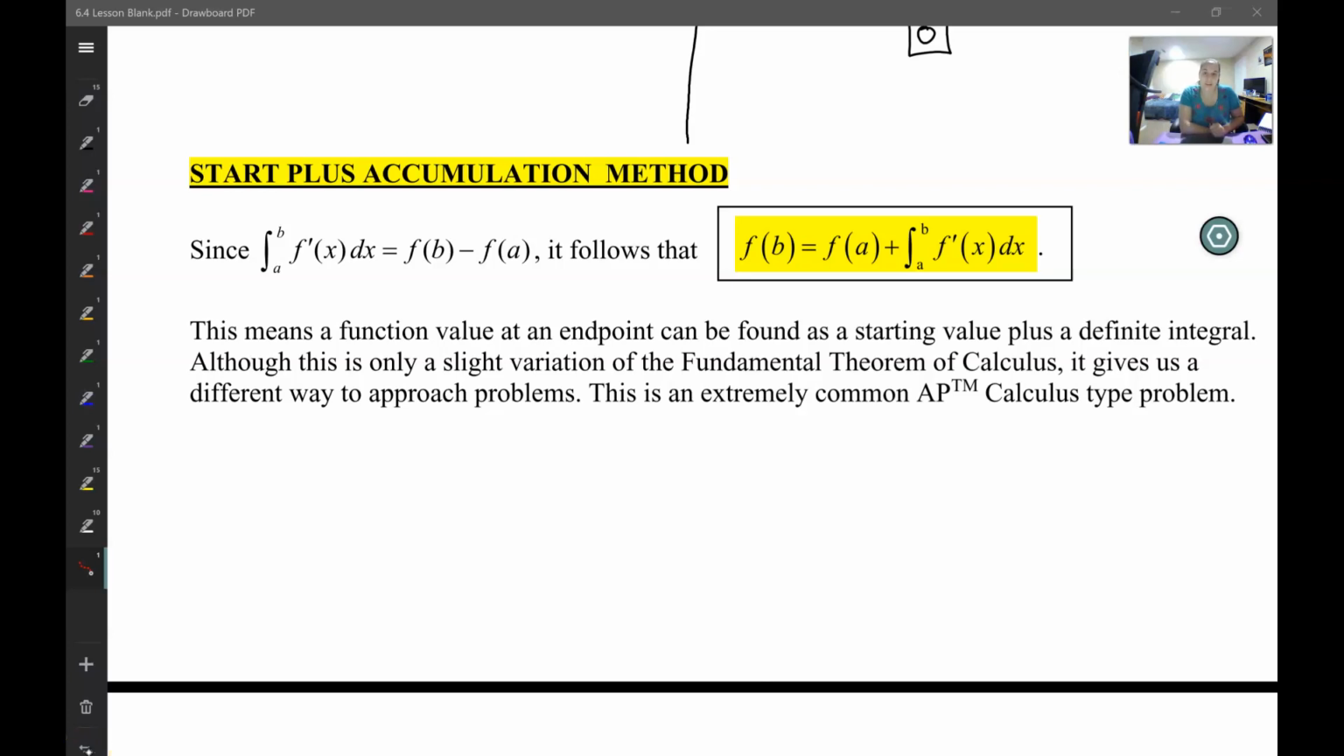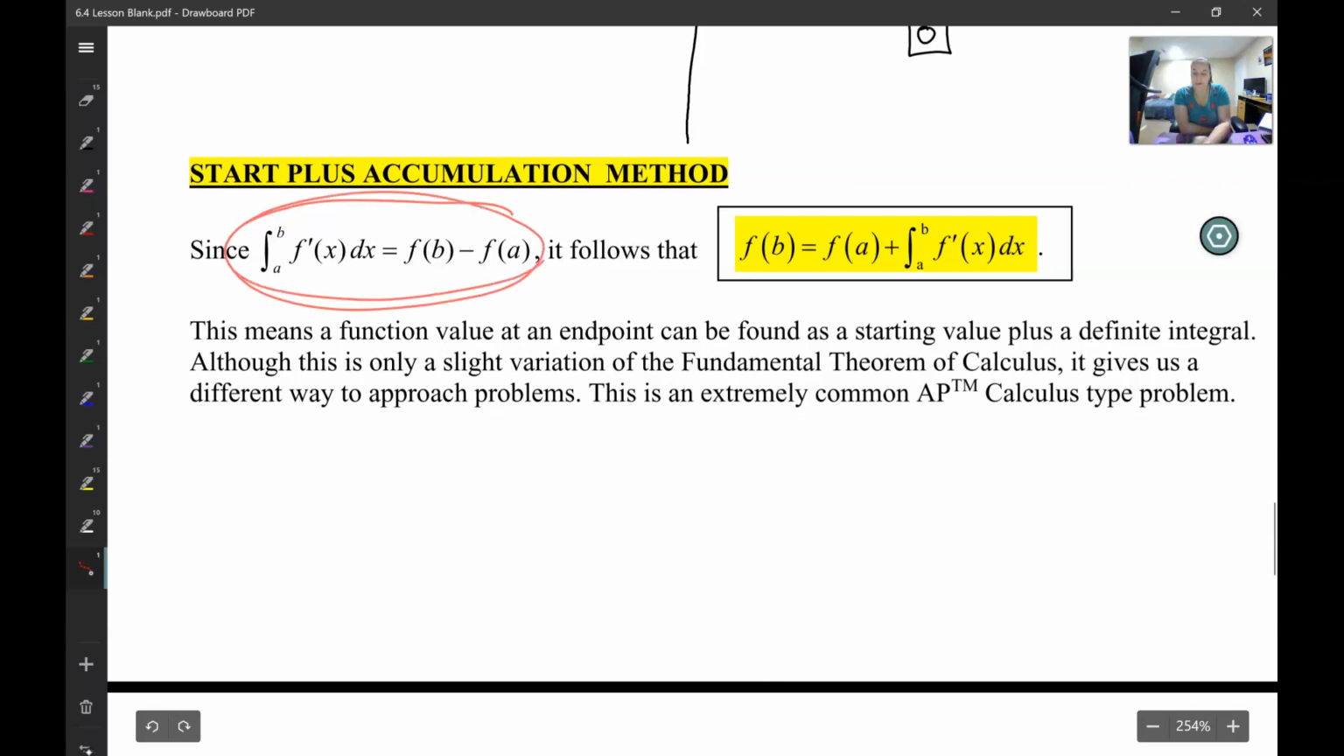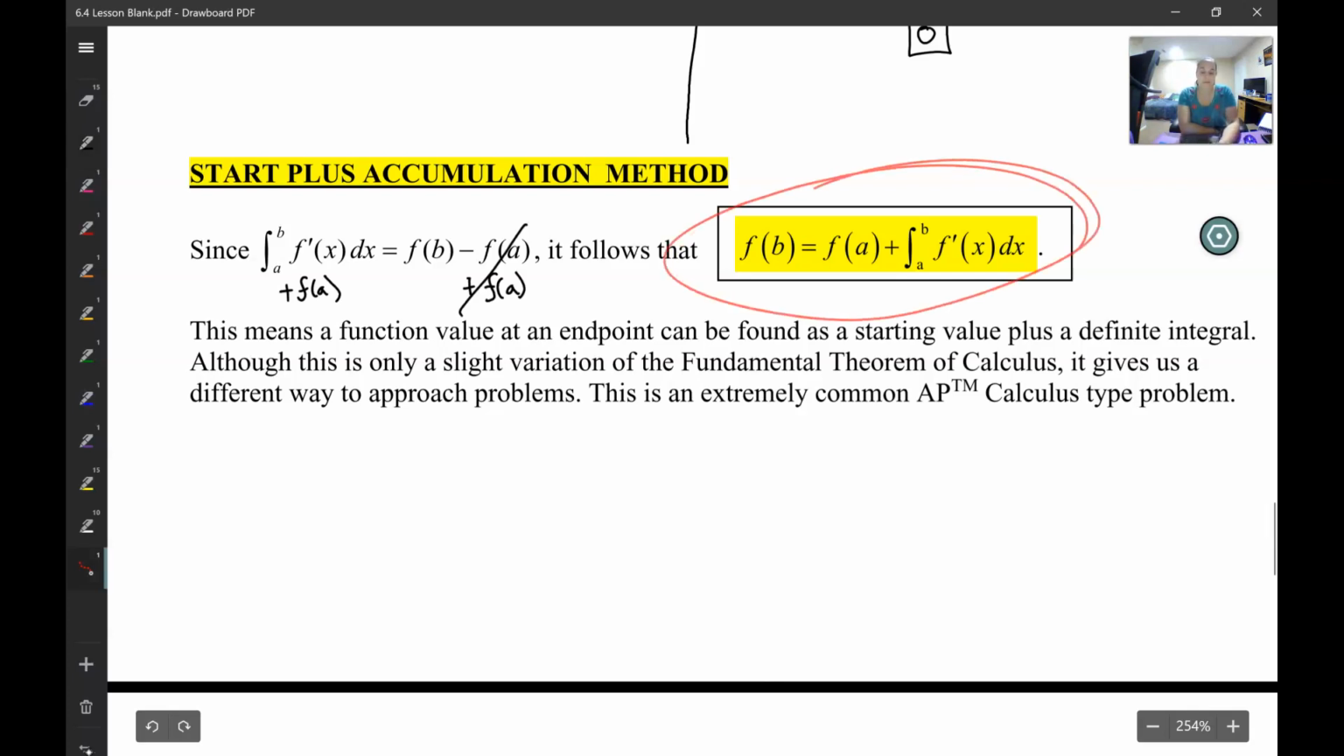Let's talk about our last thing for today's lesson, and this is called a start plus accumulation problem. Now, this problem takes the fundamental theorem of calculus, which is what we were just doing. So take the antiderivative and then plug in the limits and subtract them. And it changes things around a little bit by adding f of a to both sides. So now I get this equation, where f of b equals some starting point plus the integral from the starting point to the ending point.